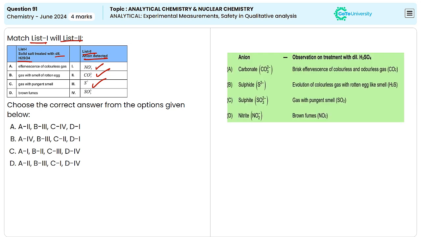And we can see the observations in this diagram. So from these options we can say that the correct answer is option A.